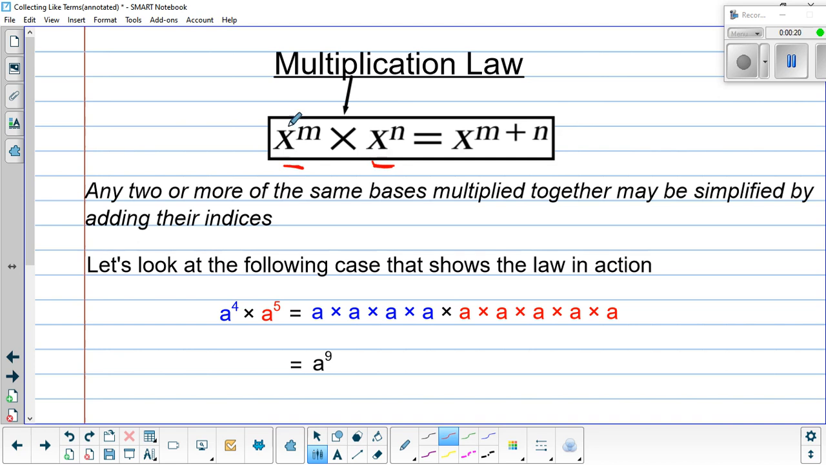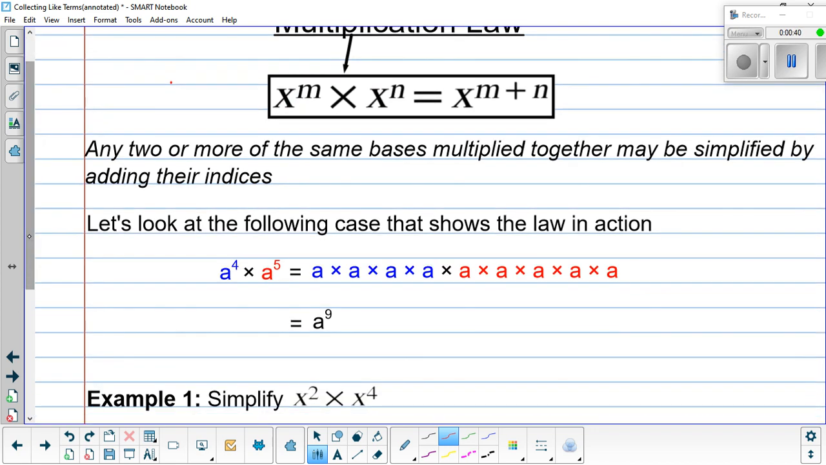So if they're the same x base, okay, we can just add their exponents or their indices. So we have x in the end, but we just have one of them, and then we just add the m in the end.